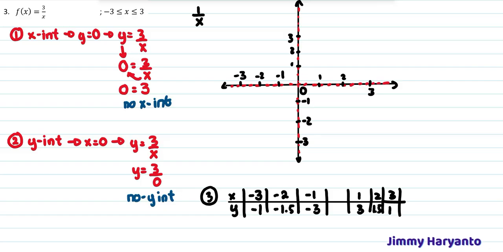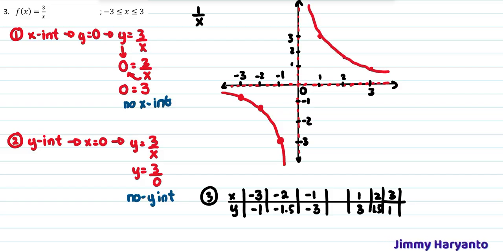Okay, let's plot the first point, -3, -1 is right there, and then for this one, -2, -1.5 is right there, and then -1, -3 is right there. Okay, so our first part will be like this, just connect the points, and then the next one will be similar like that. Okay, so this is how you draw a graph, by finding the x-intercept, y-intercept, and also creating the table. This is the easiest method.